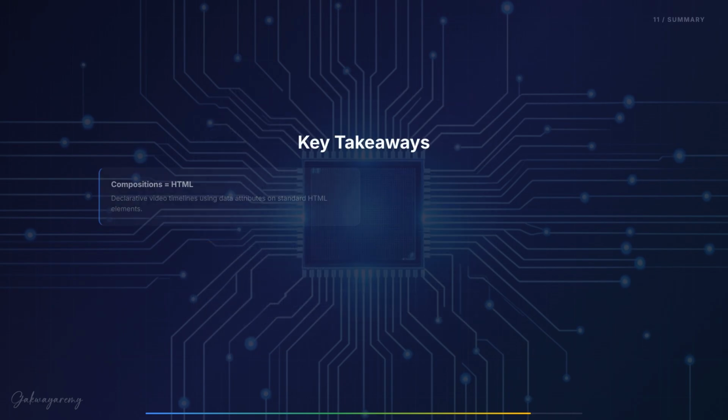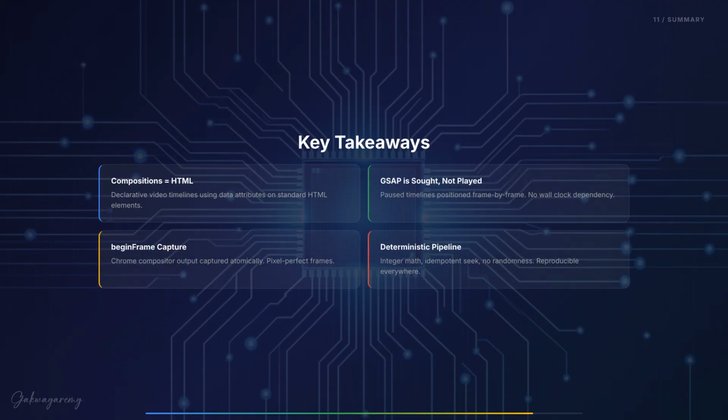To recap, compositions are HTML documents defining video timelines. Clips are elements with data attributes controlling timing. GSAP animations are sought frame by frame, not played in real time. The engine captures each frame via Chrome's BeginFrame API. The producer orchestrates the full pipeline from HTML to MP4, and determinism is guaranteed through integer math and frame adapters.